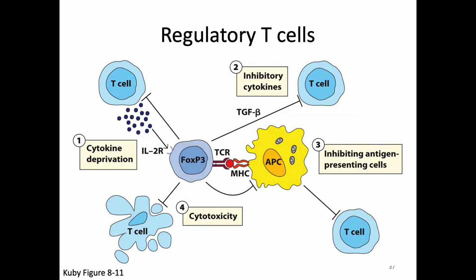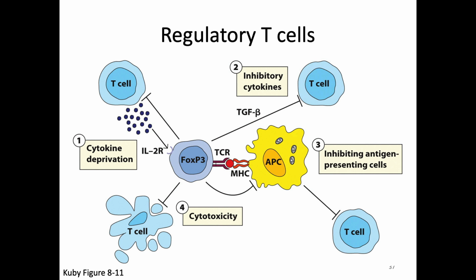I'm going to skip ahead for a second and show you a few different ways that regulatory T cells, or Tregs, are able to inhibit other types of responses. Sometimes they can directly inhibit those cells, like directly inhibiting the cytotoxicity of different cell types, or directly inhibiting dendritic cells and telling them to stop presenting, or directly inhibiting other cells from producing cytokines.